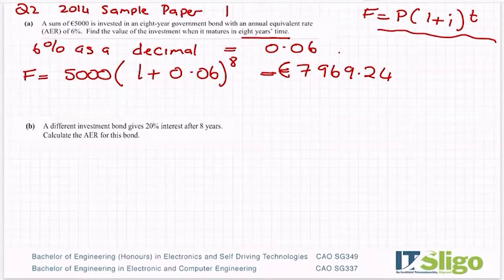Okay, part B. Now, part B is a good bit harder, and you have to practice 1 or 2 of these to be able to see how to do them. So a different investment bond gives 20% interest after 8 years. Calculate the AER for the bond. Now, the AER is that formula there, or is that letter there. So F is equal to P times (1 plus I) to the power of T. So you're solving it for that I.